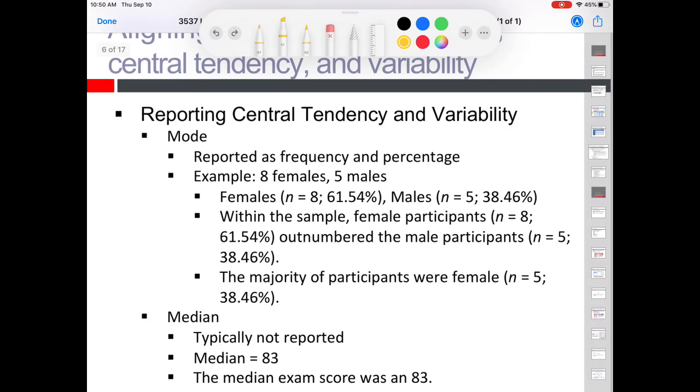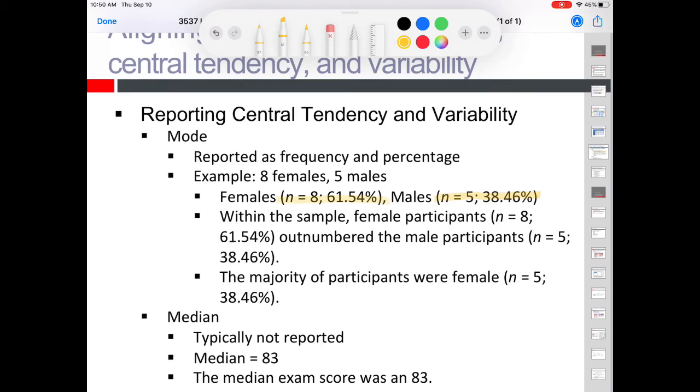So mode is reported as frequencies and percentages. For example, if we have 8 females and 5 males in our data set, we can say that females, n equals 8; 61.54%. And we report that in parentheses with our little n italicized. And our males are n equals 5; 38.46%. That's how we would denote that.